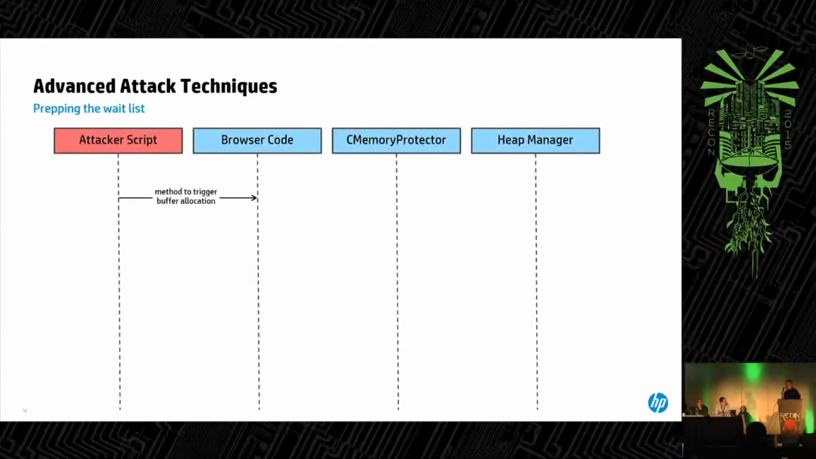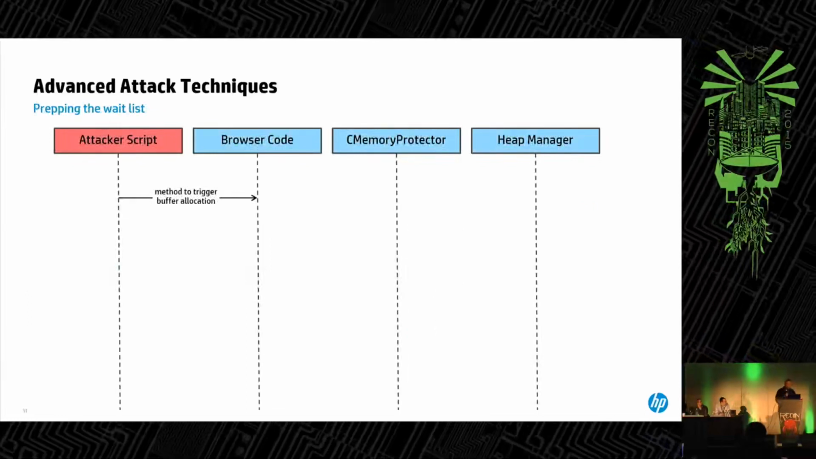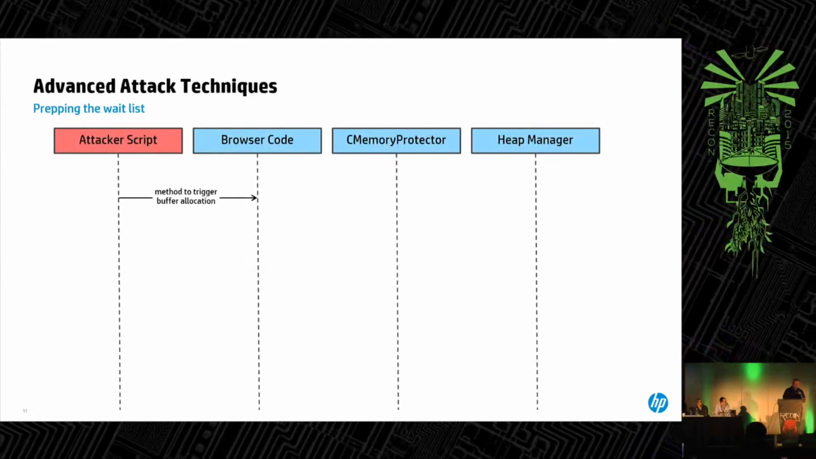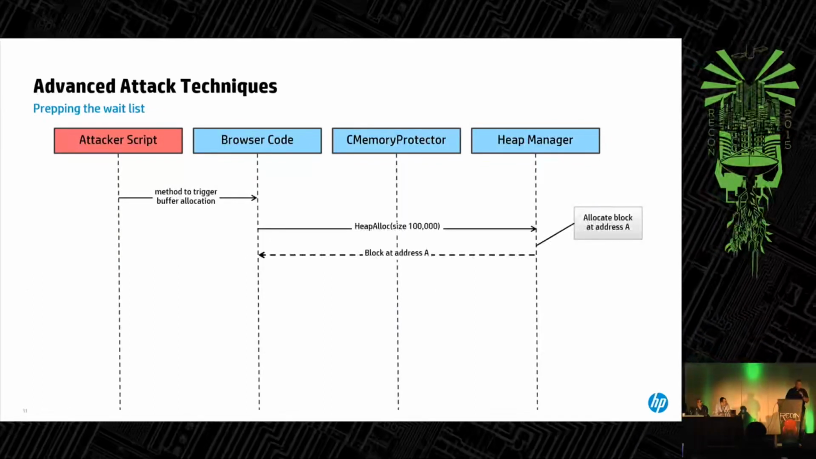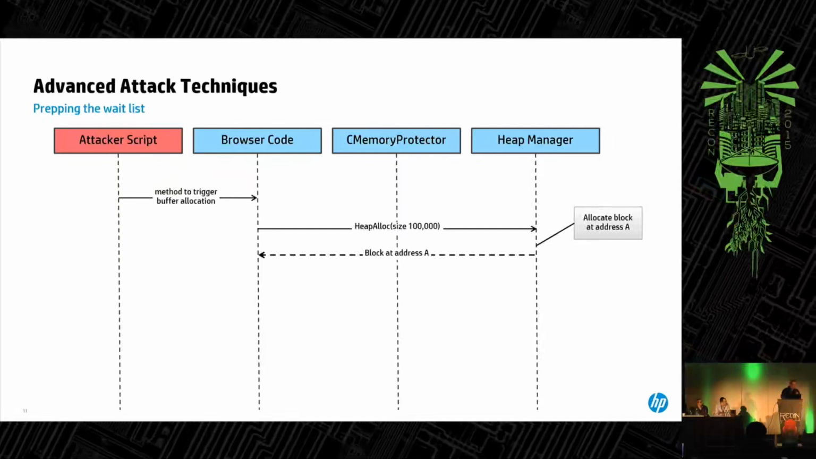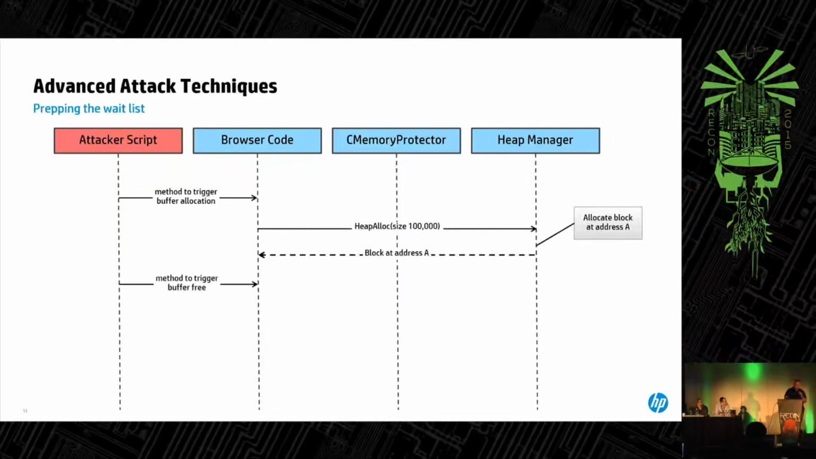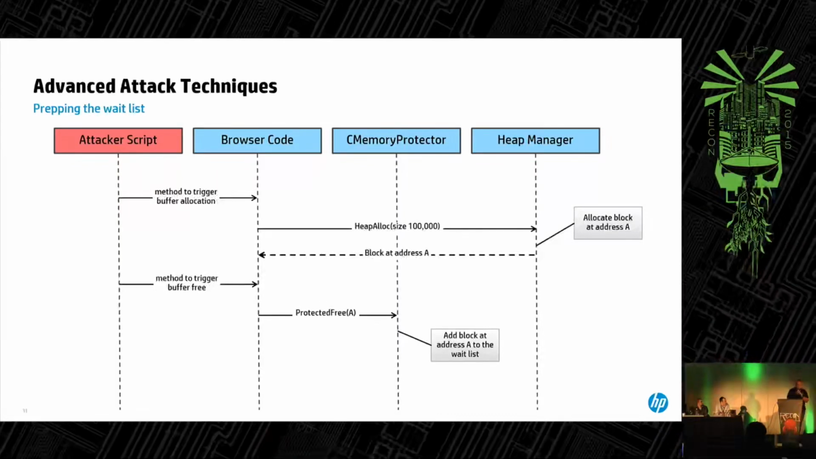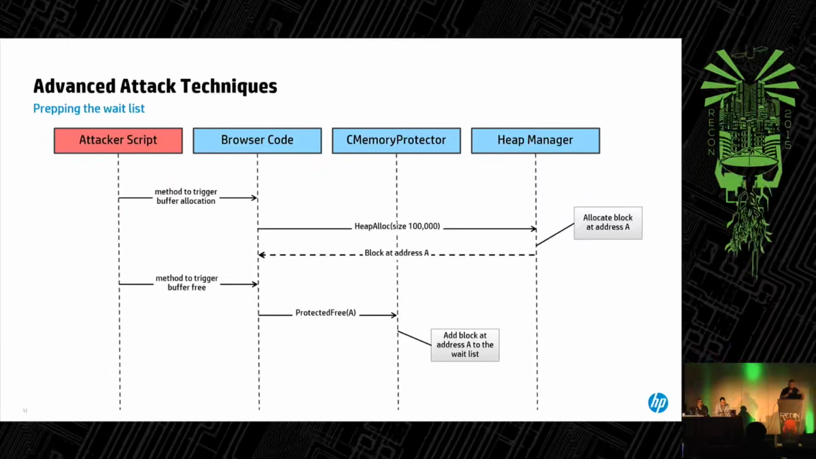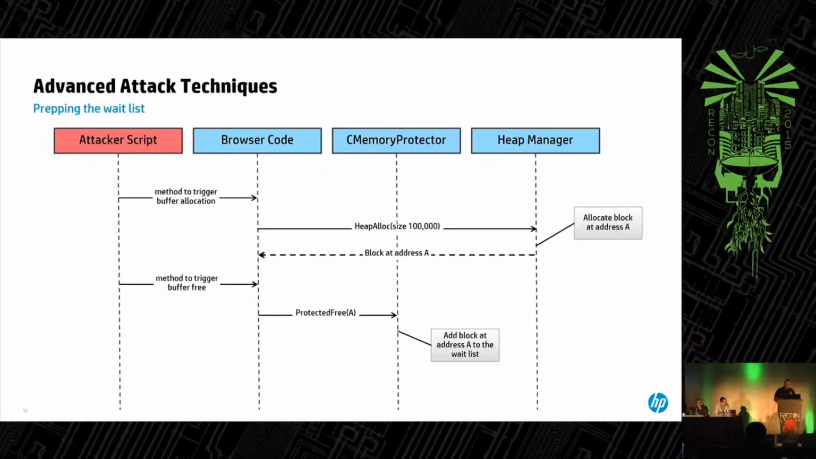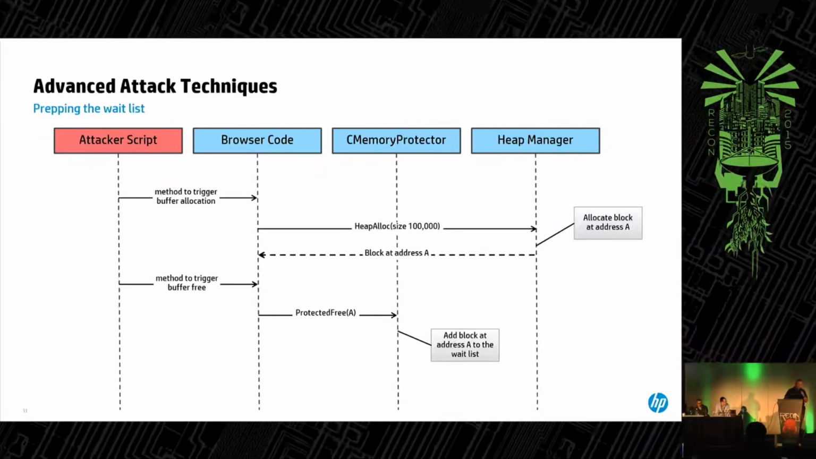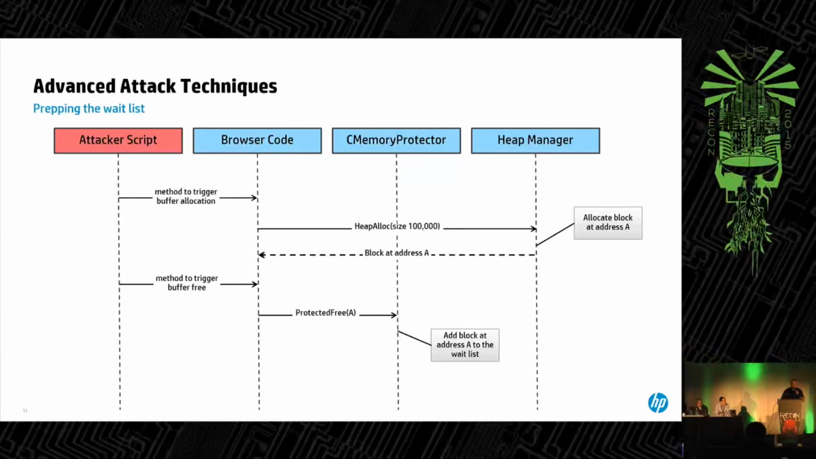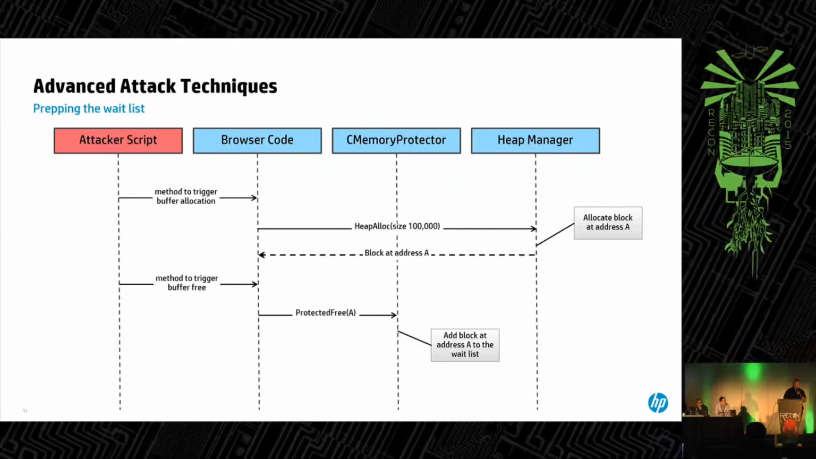So step one, we want to be able to prep the wait list, and we're going to do this by finding a method to trigger arbitrarily sized buffer allocations. So when we find that method, we'll allocate a buffer of 100,000 bytes. We will then free that buffer, which, because of protected free and the way that it operates, will add that block to the wait list. And at this point, we know the next time we call protected free, it will then free the blocks that are ready to be reclaimed.